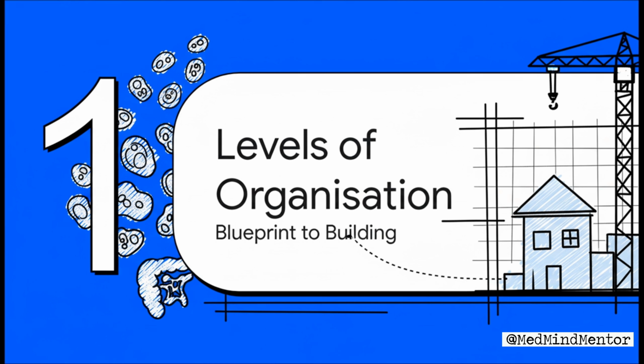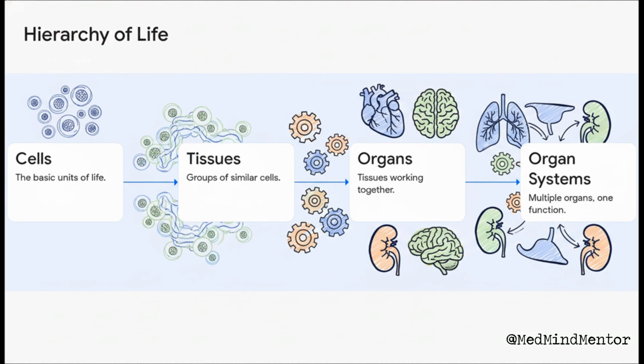So first things first, we need to understand the big picture, how life is organized. You can think of it like a massive construction project, starting with the tiniest blueprints and ending with a fully functional building. Okay, so imagine you're building with Legos, right? Individual cells, they're your basic bricks. When you group similar bricks together, you form tissues.